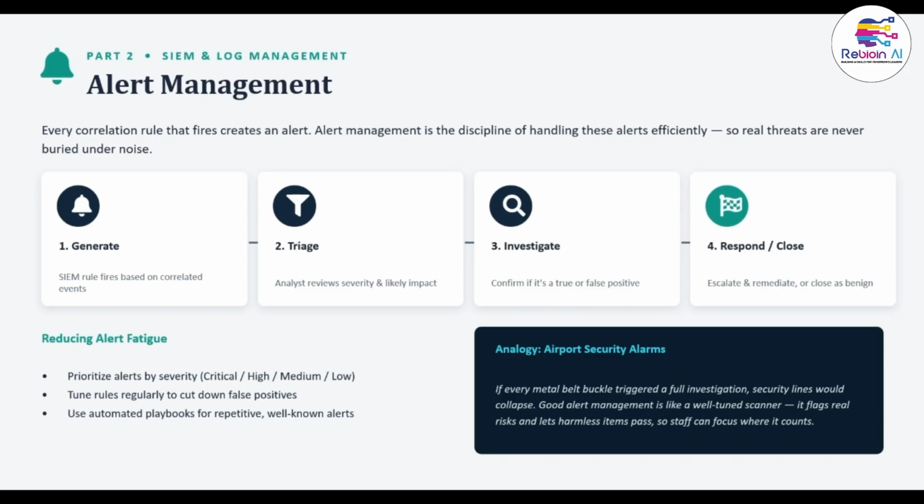One of the biggest challenges in any SOC is something called alert fatigue. This happens when analysts are flooded with so many alerts, many of them minor or false, that they become numb to them and might miss a truly dangerous one hiding in the pile. Here's how SOCs reduce alert fatigue. First, they prioritize alerts by severity.